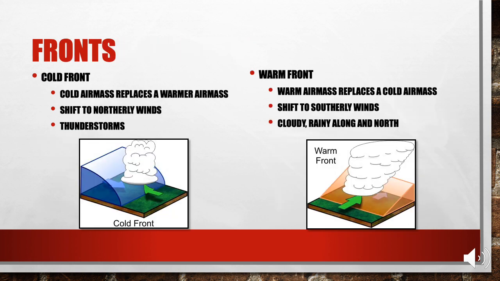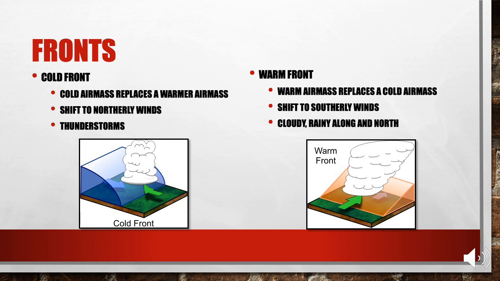Now that we've talked about the basic air mass types, let's talk fronts. Remember that a front is a boundary between different air masses. A cold front marks the arrival of a colder air mass, replacing a warmer one. Winds usually shift from a southerly direction to a northerly one. If enough moisture is in place, showers and thunderstorms may develop along and just behind the cold front.